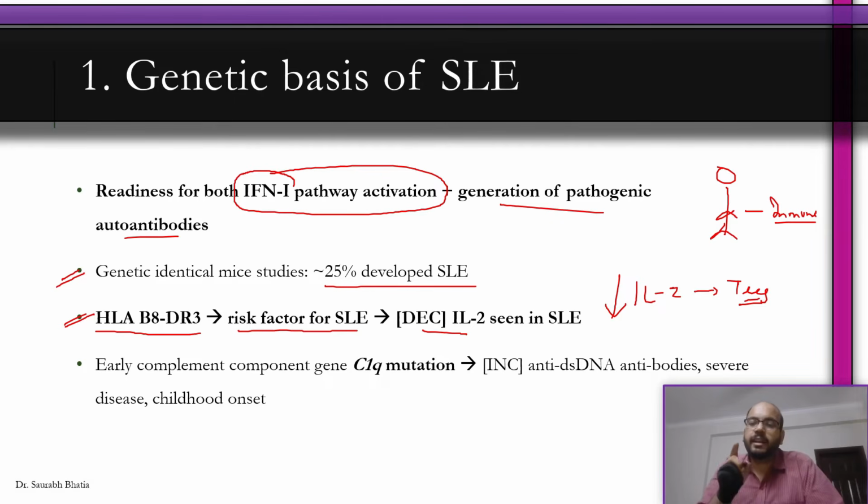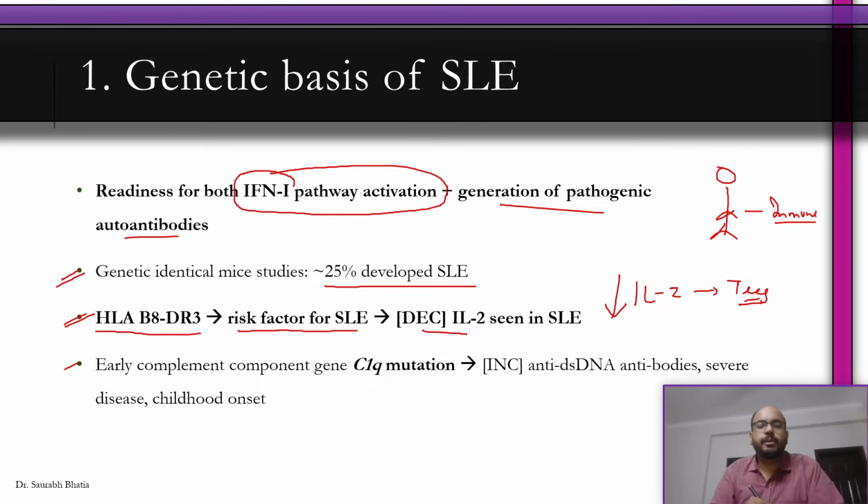So if interleukin-2 is decreased, the T regulatory cells are not able to function properly and they are not able to regulate the immune reaction. So if any kind of autoimmune reaction occurs, it is not regulated and then it can lead to SLE. Clear? In fact, we see decreased IL-2 levels in patients with SLE.